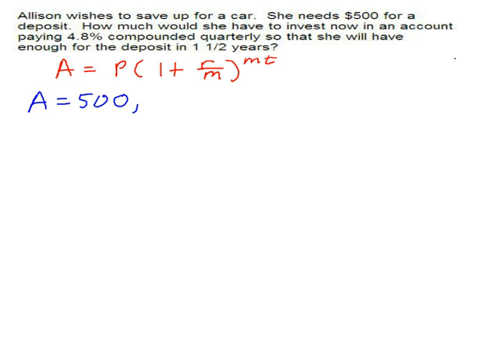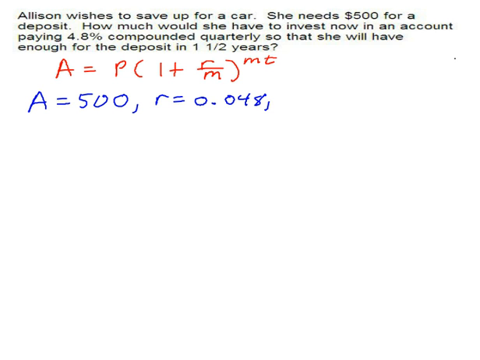And let's see, what we know next is we have the 4.8% compounded quarterly. So that means our interest rate is 0.048, because we've got to remember to change it to decimal form. Otherwise, if you left it as 4.8%, that's saying that they pay 480% compounded quarterly, which would be great, but I doubt you're going to find.